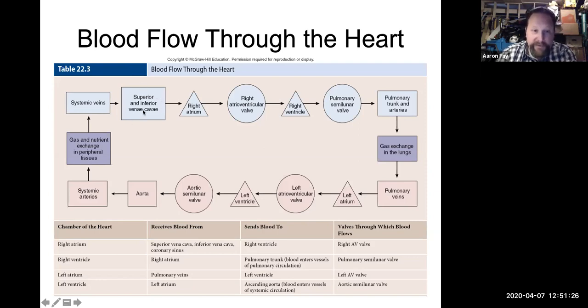Blood then flows from the superior and inferior vena cava into the right atrium. Right atria starts to contract. That's going to send blood through the right AV valve, through the tricuspid. Send blood through the tricuspid into the right ventricle, shown here by this triangle. The right ventricle is going to contract, and that generates enough energy to eject blood out the pulmonary semilunar valve into the pulmonary trunk. The pulmonary trunk, this is an artery.